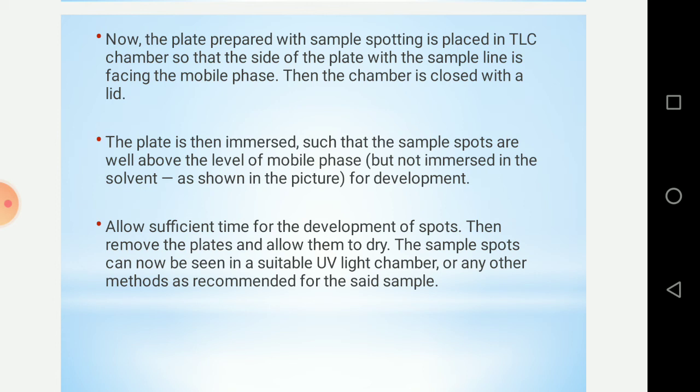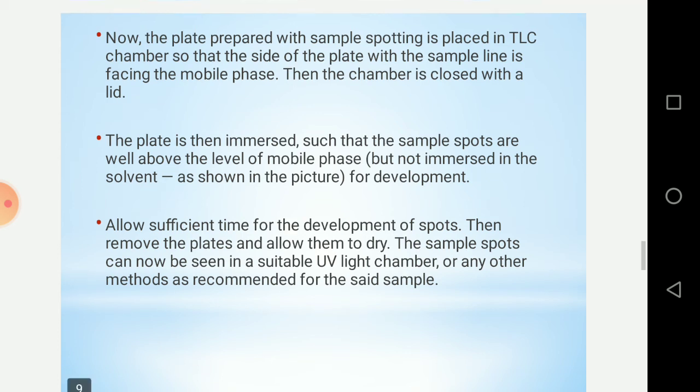The sample spot can now be seen in a suitable UV light chamber, or by any other method recommended for the sample. So suppose it is not visible to the naked eye, then we put it in UV light. Other wavelengths of light can be detected, which cannot be detected by our naked eye.